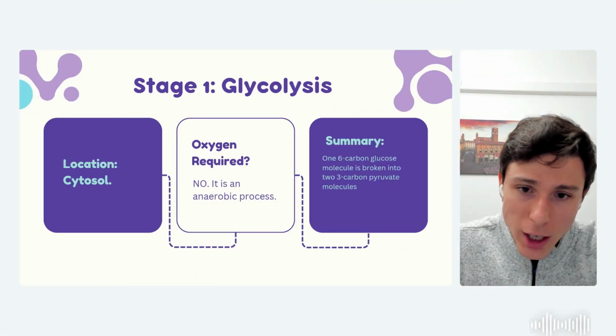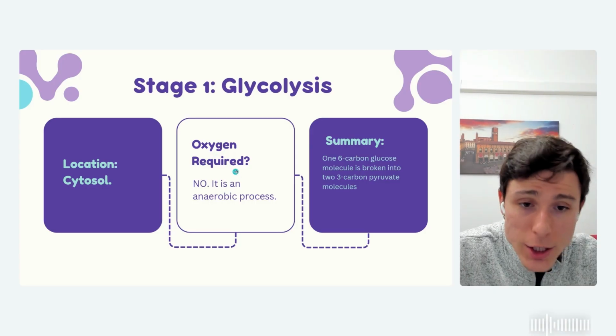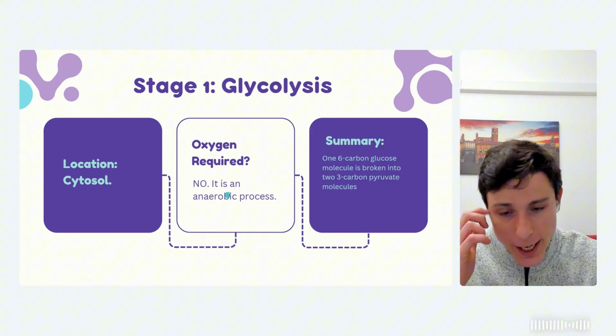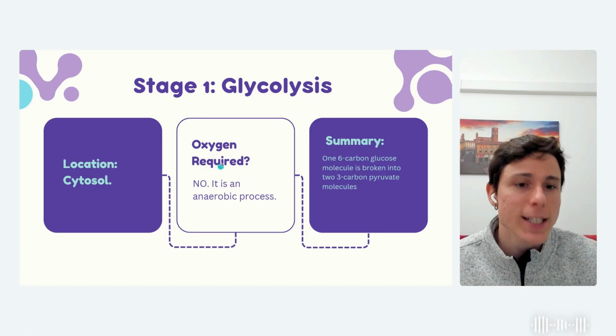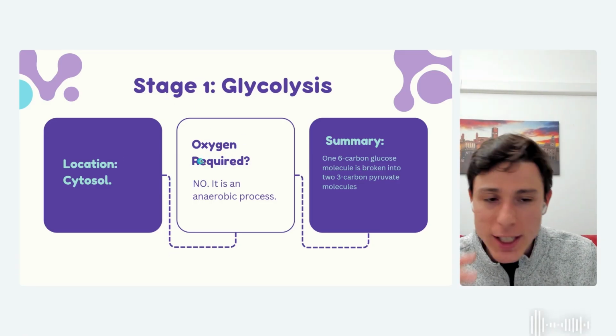So digging into glycolysis, as we mentioned, it's going to take place in the cytosol, and it does not require oxygen to happen, okay? And this is going to be important, as we're going to see in other processes such as fermentation. So this first step of cellular respiration is going to happen outside of the mitochondria. It has nothing to do with it.